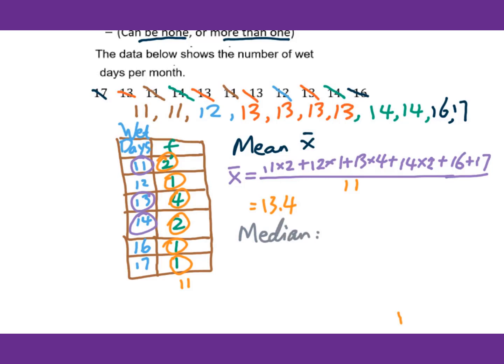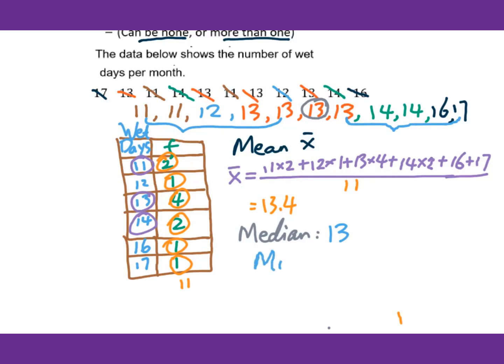For the median, it means a middle number, so we use the listed data here. Altogether, we have 11 data. For the median, that means the middle number, we count 1, 2, 3, 4, 5. Then here, 13. 13 will be the middle number. We call it the median because there are 5 data to the left of 13 and 5 data to the right of 13. Therefore, the median is 13.